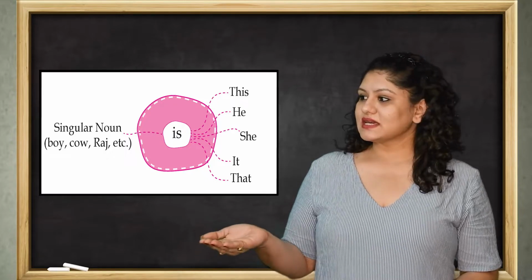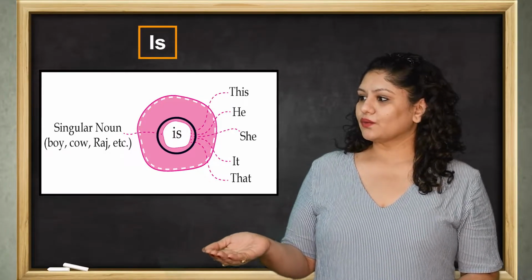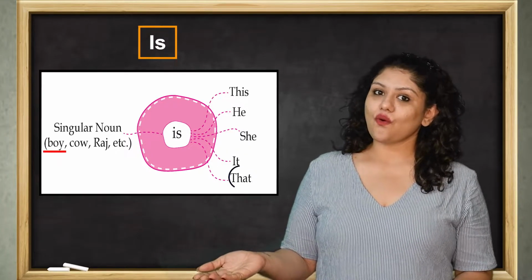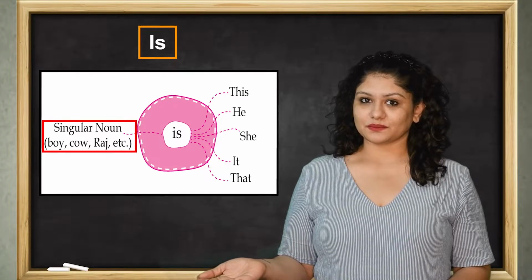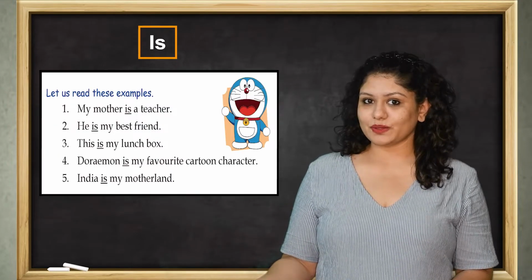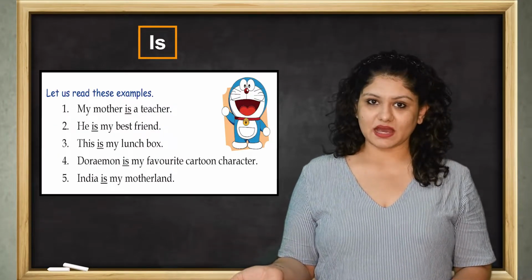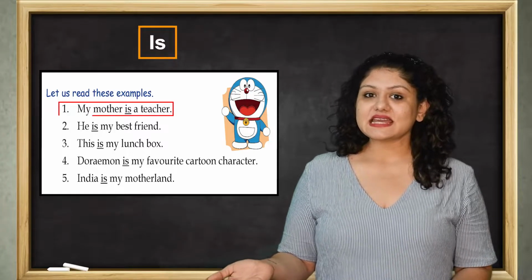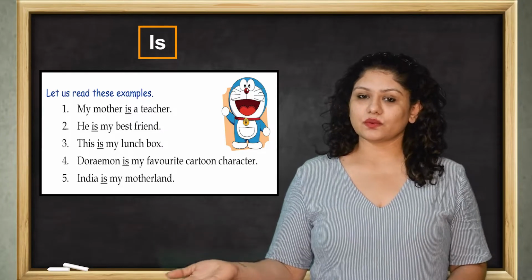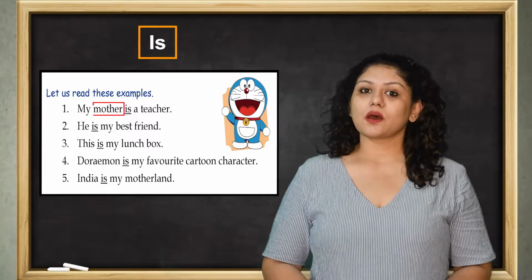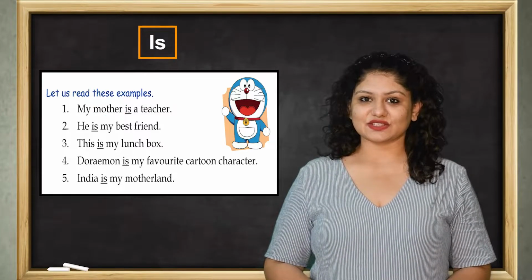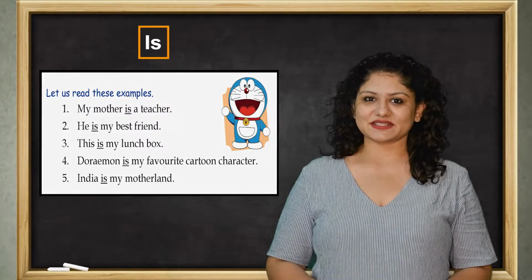We use the word is with he, she, it, that and all singular nouns. Is that okay? Let's look at some of the examples on your page now. The first example you have is, my mother is a teacher. So is helping the noun, which is mother, to complete the sentence. Read the rest of the sentences with your teacher. Let's look at the next part.